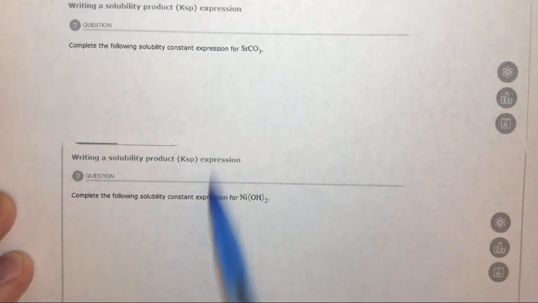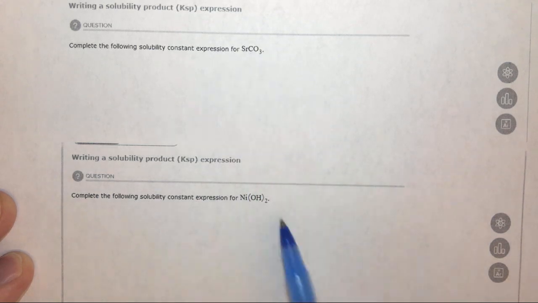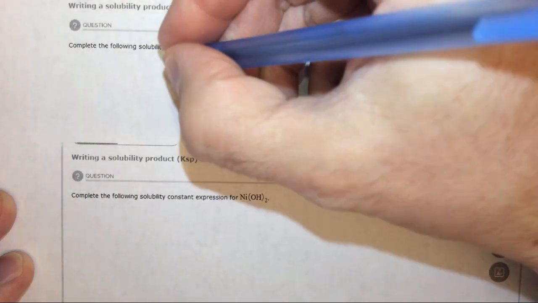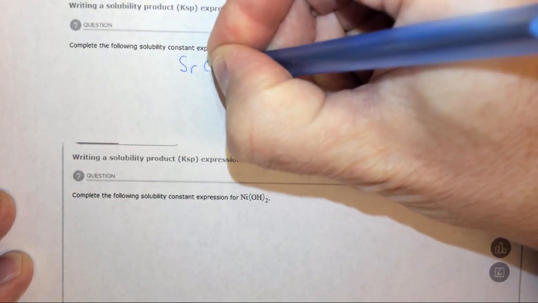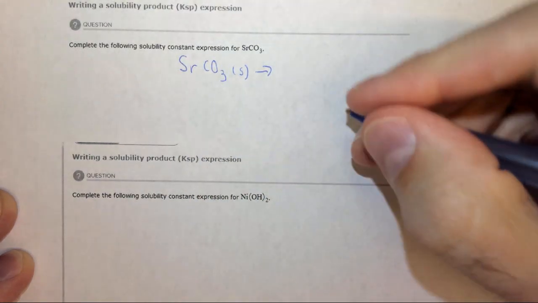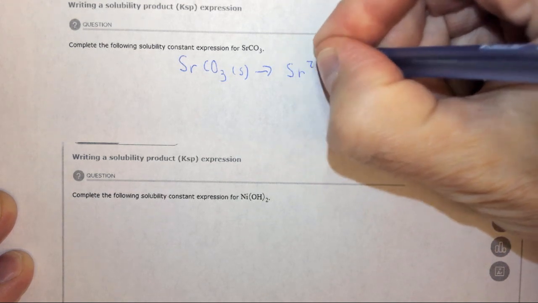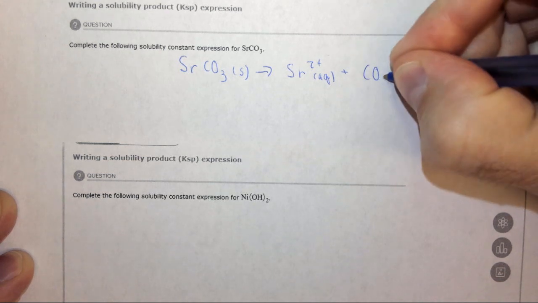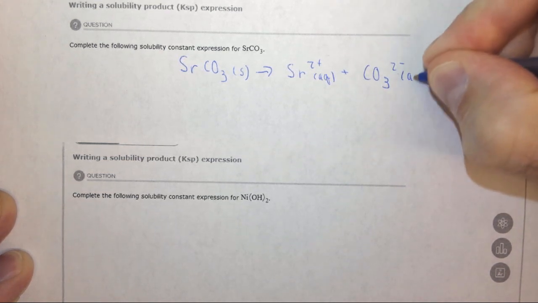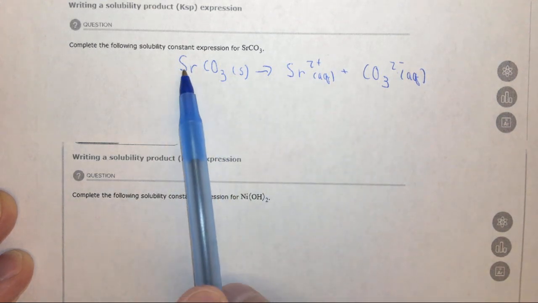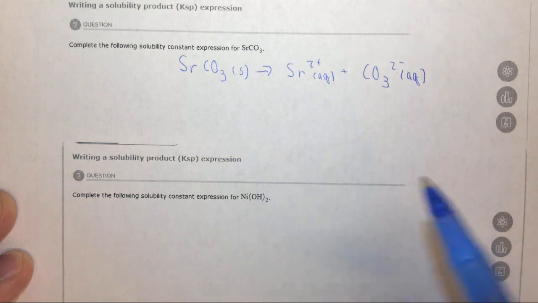In this question, we're asked to write the solubility constant expression for two different compounds, strontium carbonate and nickel(II) hydroxide. So in order to do that, what we need to realize is that SrCO3 as a solid will break up in solution. Strontium's a 2A metal, so we'll get Sr2+ aqueous floating around in solution plus CO3 2- aqueous floating around in solution. Note that the stoichiometry here is all 1-to-1. There's one strontium and one carbonate, so we're good to go.